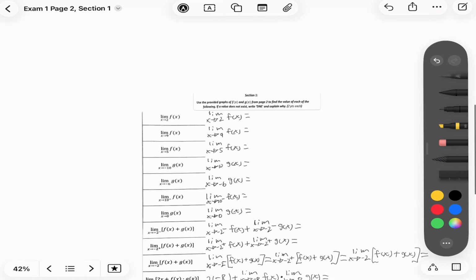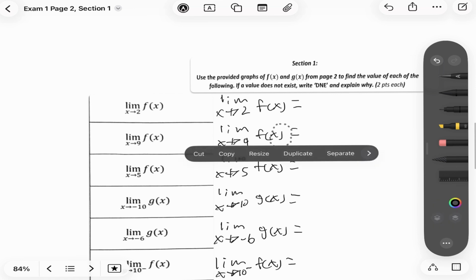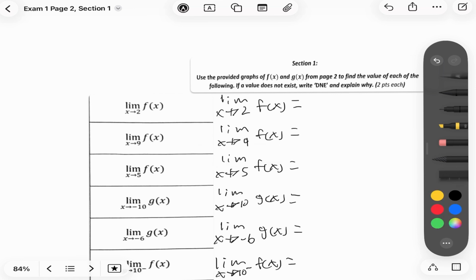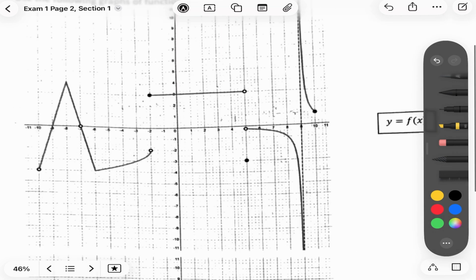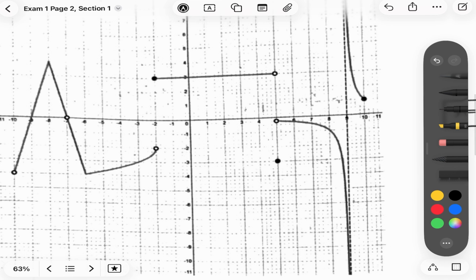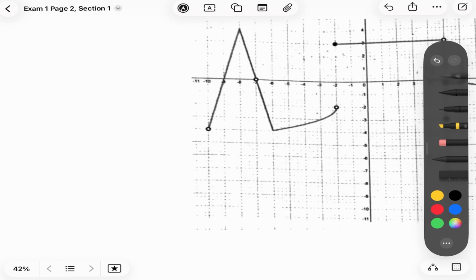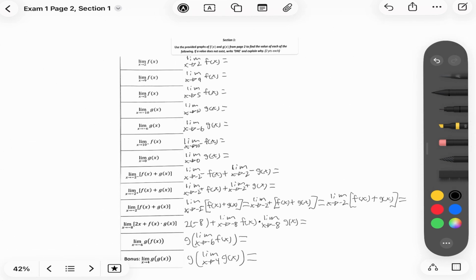Let's go to our first one. Limit x approaching 2 for our f of x graph. We go to 2 on our x-axis, and we can see that from the left and the right, we are approaching 3. That means our answer will be 3.